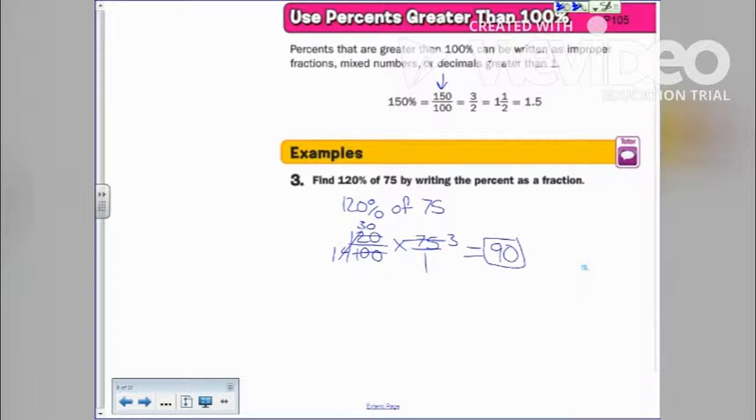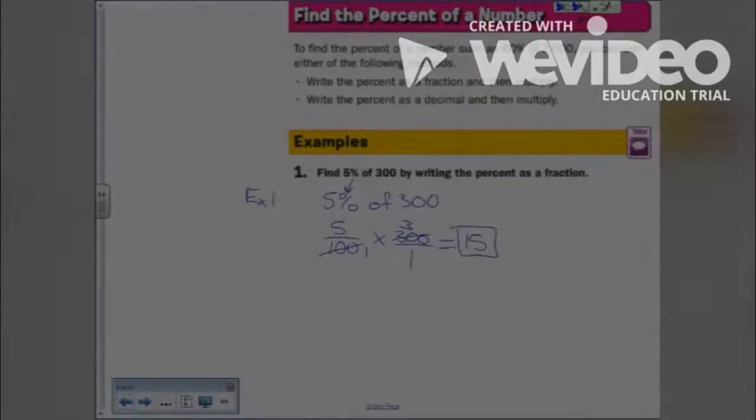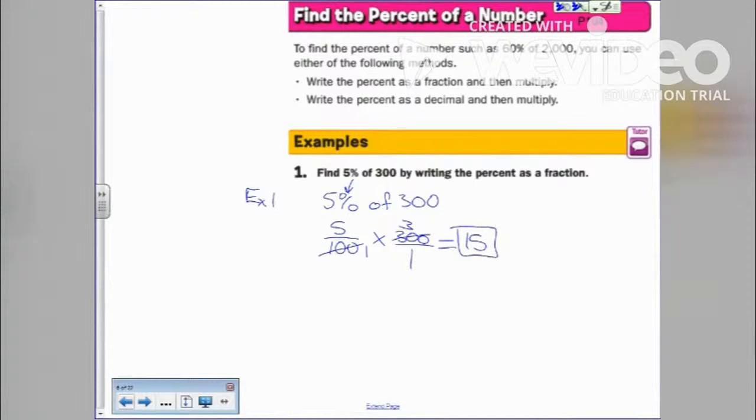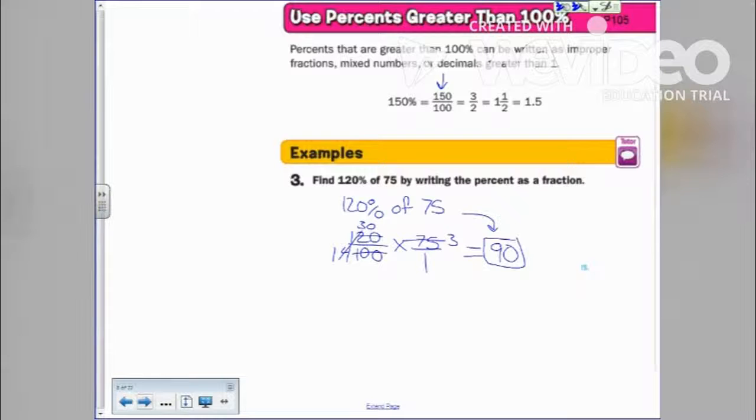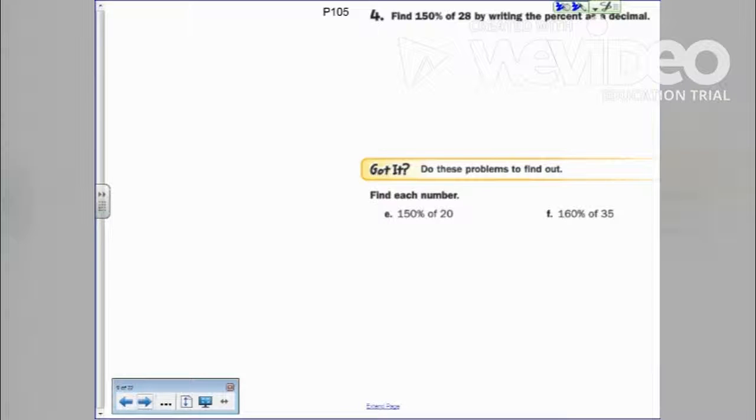Notice that when you take a percent greater than 100 of a number, the answer you get will be bigger than the number you started with. So example 1, when we found 5% of 300, the answer we got was smaller. On example 2, when we found 25% of 180, the answer we got was smaller. But on this problem, where we were doing 120%, where the percent is greater than 100, we actually get a larger number than what we started with. Let's see if the same thing happens on example 4.